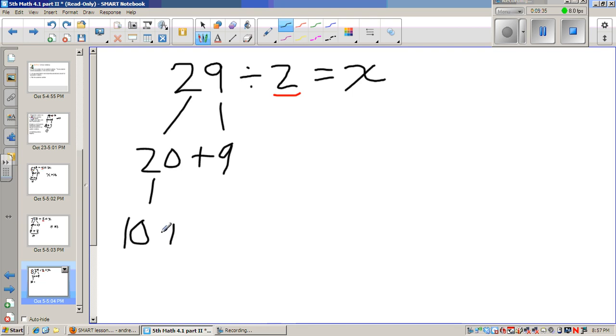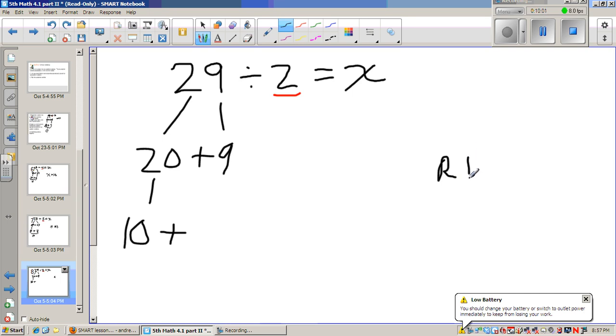And then 9 divided by 2 is going to be trickier because there is no multiplication problem for that. There's nothing that multiplies by 2 to get 9. So what you need to do is get as close as you can. 2 times 4 equals 8. So the difference between 8 and 9 is only 1. So our remainder will just be 1, that 1 that's left over.